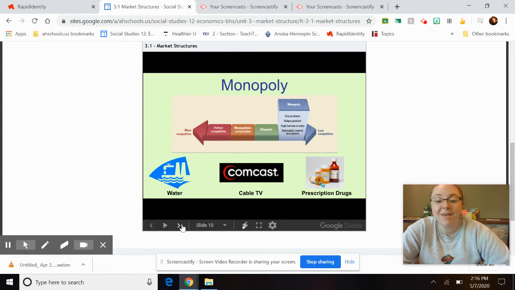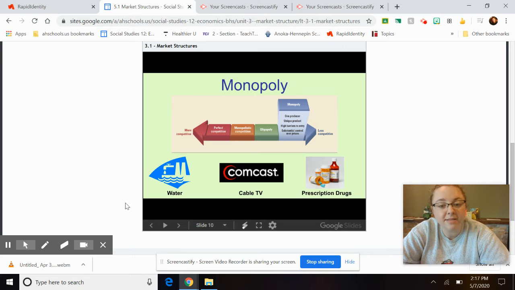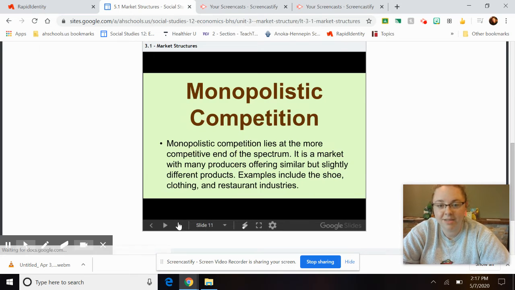So Comcast cable TV is a ridiculous price. It's really hard to find any kind of cable TV that's much of a different price. And then water, there's really only one option when you choose what kind of water you're going to have in the city you live in. Monopoly: one producer, unique products, high barriers to entry, very difficult to enter, nearly impossible, and you have all of the price control. You can control the price because you're the only one. Okay.